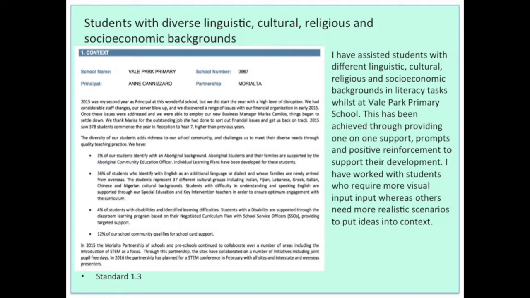I have had the opportunity to work with students from different backgrounds throughout my placement. Vale Park Primary School currently have 1 in 3 students identifying as a culture other than Australian. I have adjusted my teaching methods to suit their strengths where required.